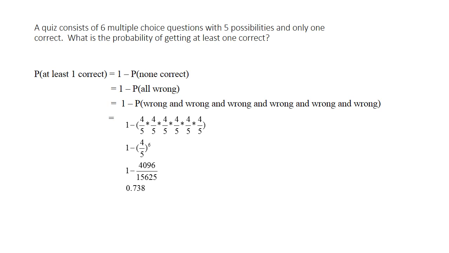That equals 1 minus, the probability of answering any question incorrectly is 4 out of 5. So we have 1 minus 4 out of 5 to the 6th power. Now just use your calculator to evaluate the expression, and you should end up with a final answer of 738 thousandths.